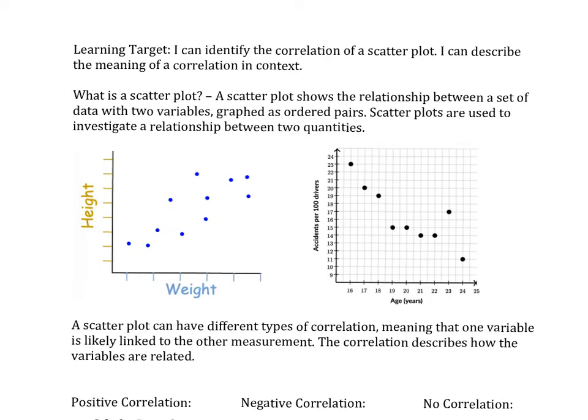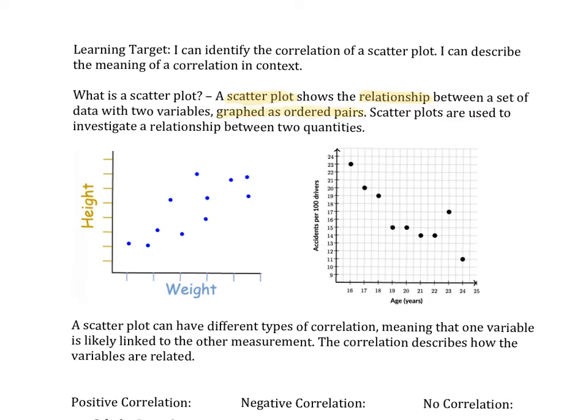So first of all, what is a scatter plot? Well, a scatter plot shows the relationship between a set of data with two variables. Okay, so there are lots of different ways that we can look at data, right? And a scatter plot is one of them. Okay, so it shows the relationship between a set of data with two variables, and they're graphed as ordered pairs.